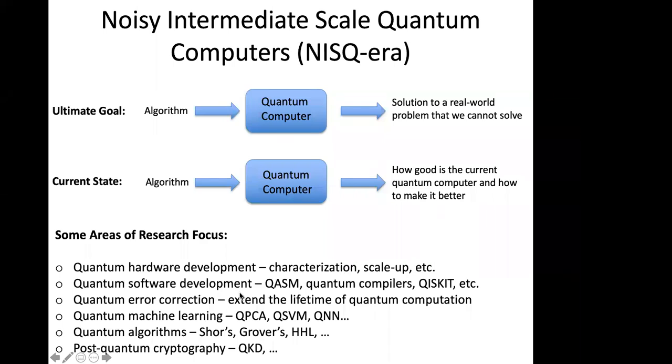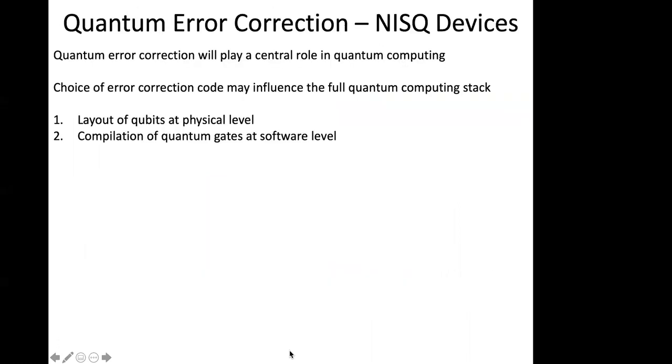Quantum software development, people are developing quantum software and quantum compilers to run quantum programs on quantum machines. Quantum error correction, trying to protect quantum computers from noise and errors, is a big area of research. Quantum machine learning is also a big area of research. Quantum algorithms, developing new quantum algorithms to solve real world problems. For example, Shor, Grover's, HHL, many different quantum algorithms have been developed in the last few years. Post-quantum cryptography is also another area of research which is quite active.